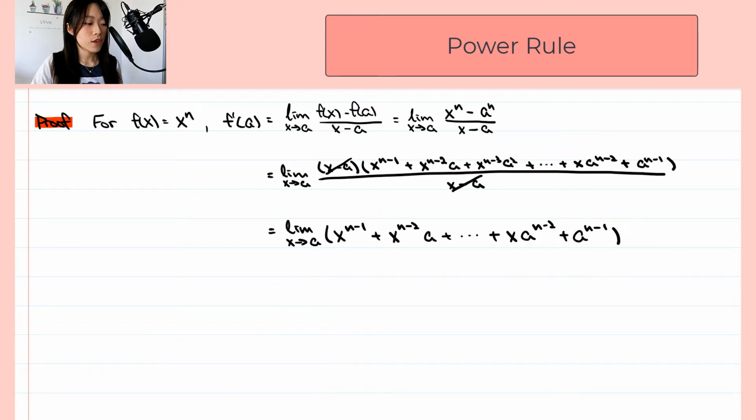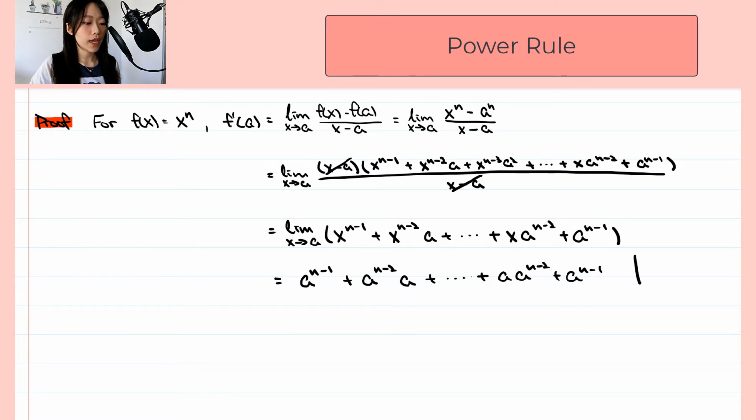Now if we substitute x equals a, we'll get a to the power of n minus 1 plus a to the power of n minus 2 times a, and so on, plus a times a to the power of n minus 2 plus a to the power of n minus 1.